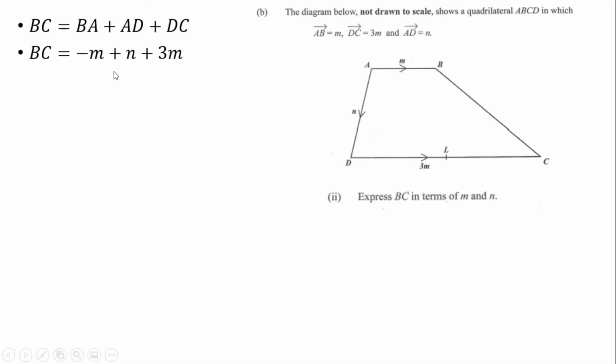We can group our like terms and then simplify. So negative M plus 3M plus N. Negative M plus 3M will give us 2M plus N, and this is us expressing BC in terms of M and N. So BC is 2M plus N.